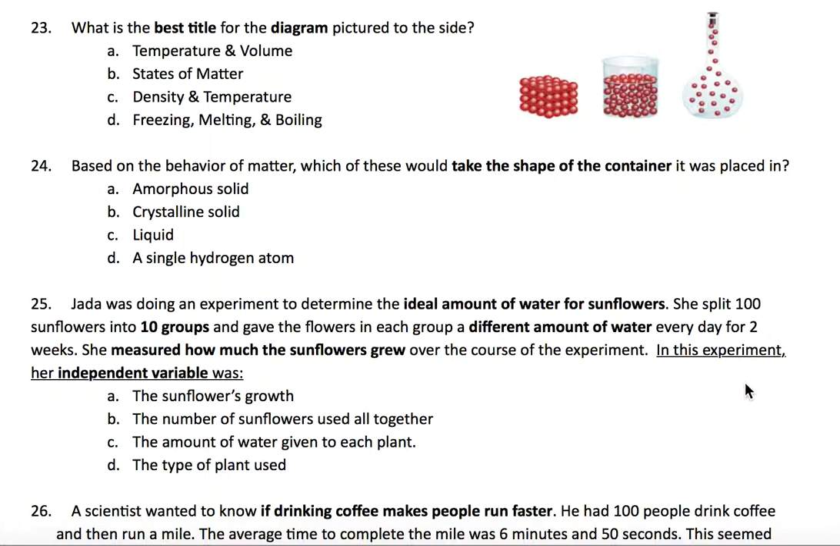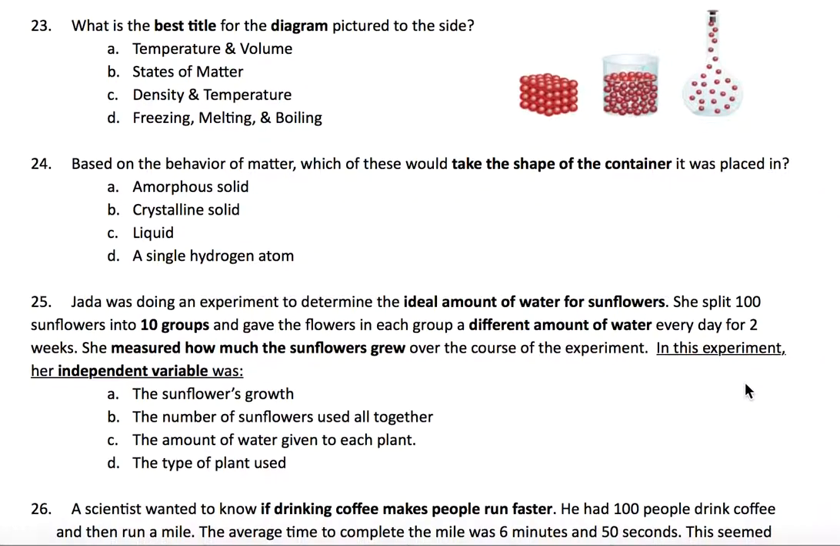Question 25. Jada was doing an experiment to determine the ideal amount of water for sunflowers. She split 100 sunflowers into 10 groups and gave the flowers in each group a different amount of water every day for 2 weeks. She measured how much the sunflowers grew over the course of the experiment. In this experiment, her independent variable was A. The sunflower's growth, B. The number of sunflowers used altogether, C. The amount of water given to each plant, D. The type of plant used.